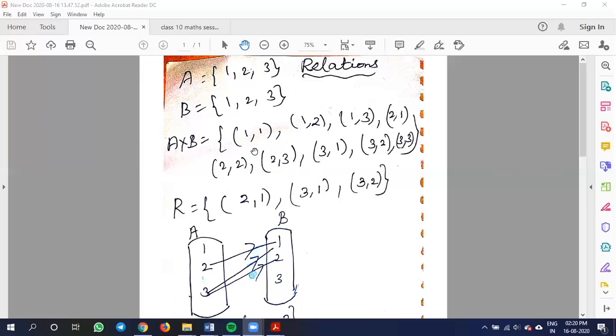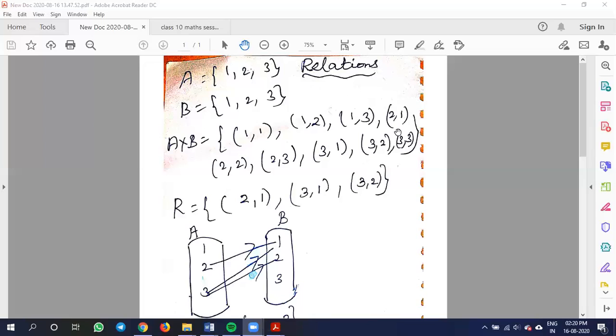Now we are taking a relation. The condition given here is that the first element in the ordered pair is greater than the second element. So if we take the first pair (1,1), both are equal, so we cannot take this one. Second one, (1,2): the first element is less than the second one, so we can't take it. Next, (1,3): here also the first element is less than the second one, so we can't take it.